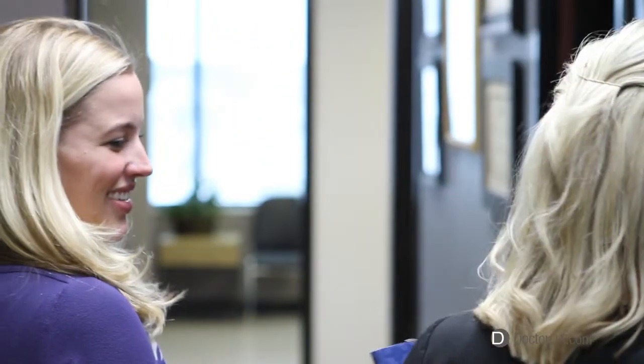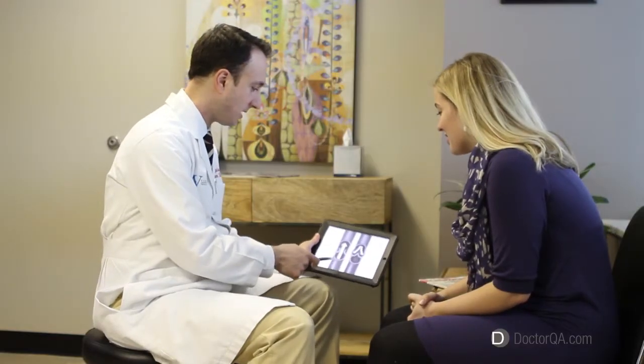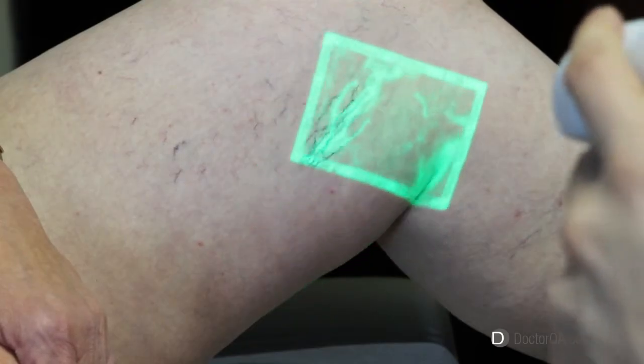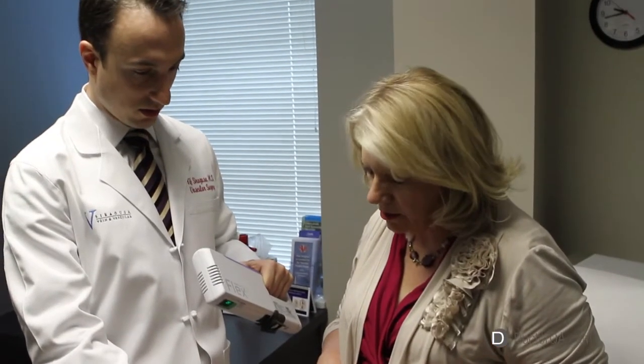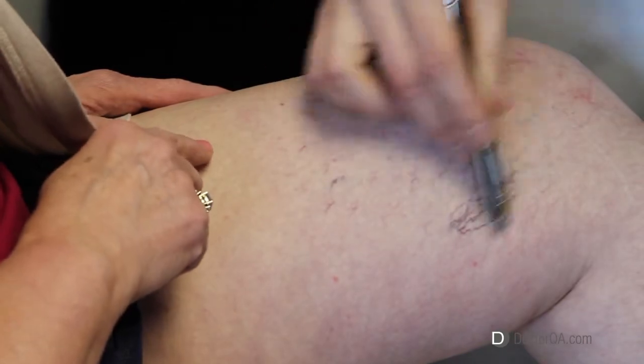Two years ago, we were selected to be a regional training center for the Venefit closure procedure for the southeastern United States. This means we instruct and train other physicians from around the country in our vein treatment techniques. I've been caring for patients with vascular problems in Middle Tennessee for 7 years now.